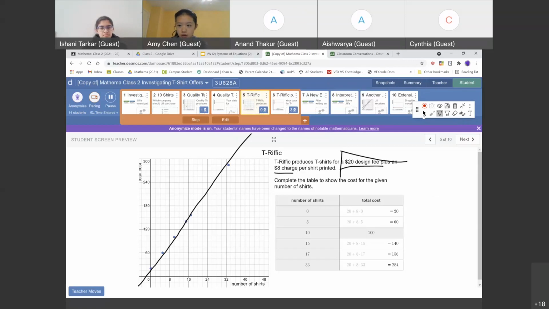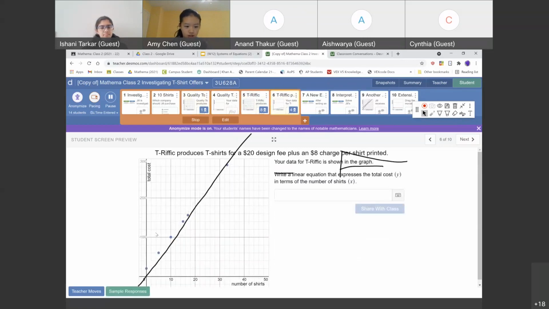Now the slope of this line is a little bit steeper than the previous line because each shirt costs more for terrific compared to quality t-shirts. So this line would have a steeper slope. Okay, so now write a linear equation that represents this line.